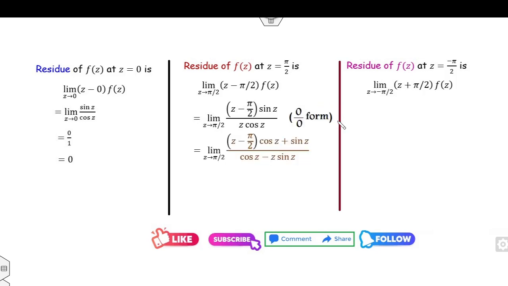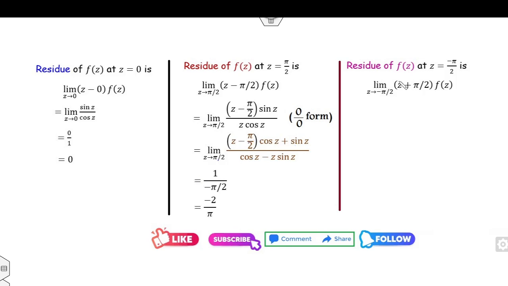Now you can substitute the value. At z equal to π/2, this value will be 0, and this value will be 0. Sin(π/2) is 1. The denominator is -π/2 times 1. So the answer is -2/π, which is the residue.